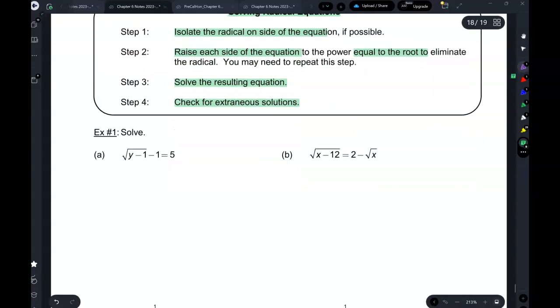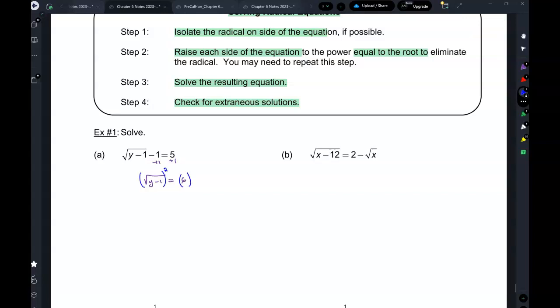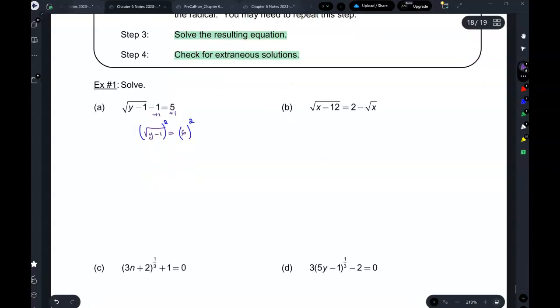So take a look at this one. First, we isolate the radical. So plus 1, plus 1. The square root of y minus 1 is equal to 6. Now, this is a square root. That index is a 2. So I'm going to raise both sides to the power of 2. And I'm going to get y minus 1 equal to 36. So then y is equal to 37.